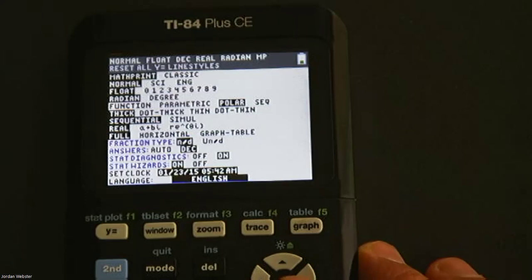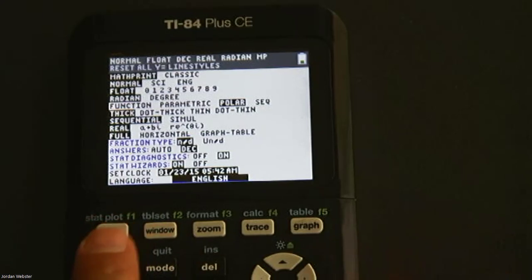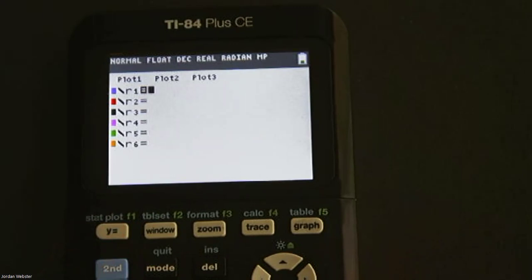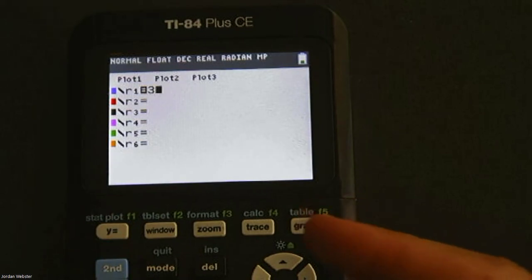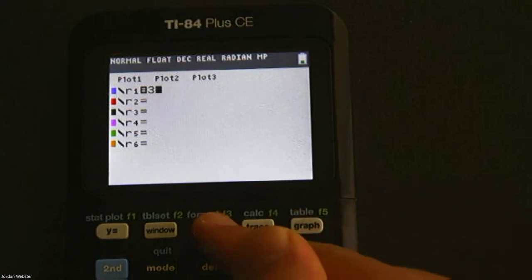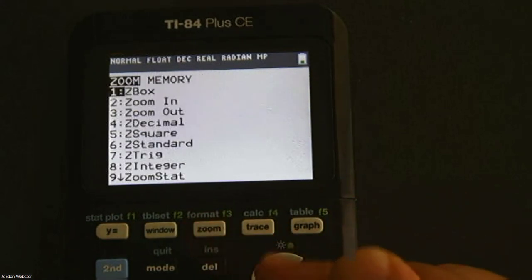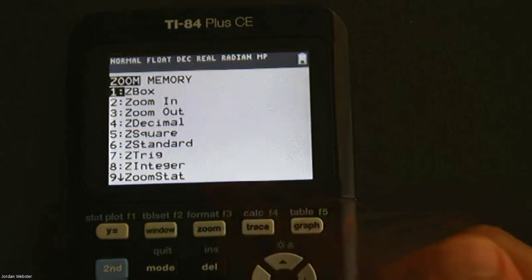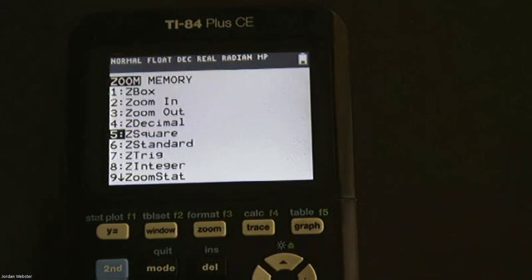So go into polar mode and then hit my y equals. When I hit my y equals, the screen should look like this. So R1 is equal to 3, and then I'll graph. Now, obviously, usually I'll zoom square or zoom standard. If I zoom standard, that's number 6 there.